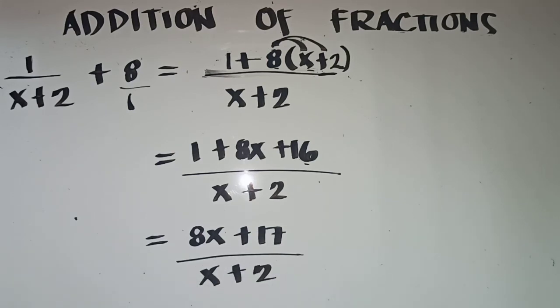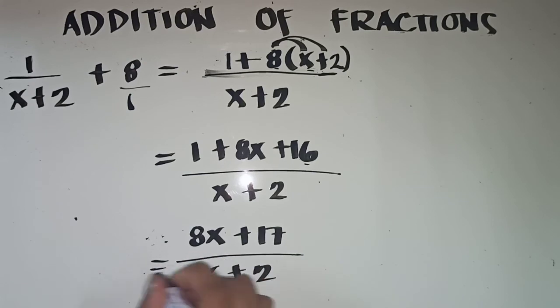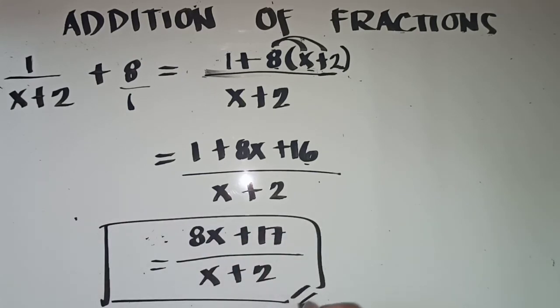Si 8x plus 17, wala naman siyang common term, common factor rather. So x plus 2, wala rin naman common factor. Itong fraction na to ay hindi ko na kayang i-simplify or i-lowest term pa. Therefore, this is the final answer.